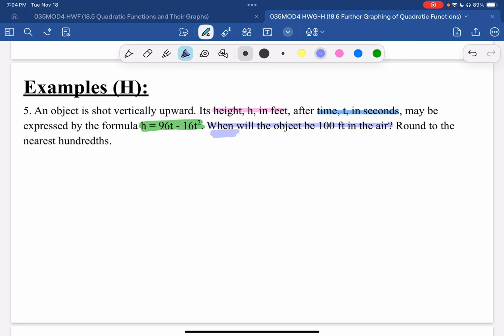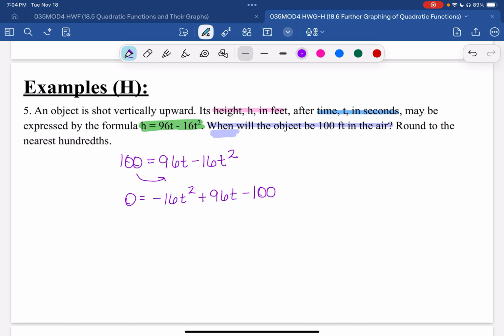So when is a time. That means we're trying to find time. So h is height, that's 100. I'm trying to find t. So I've got a quadratic. I'm going to set it equal to 0. This needs to be subtracted. I also want to put this in order. So negative 16 t squared plus 96t minus 100.